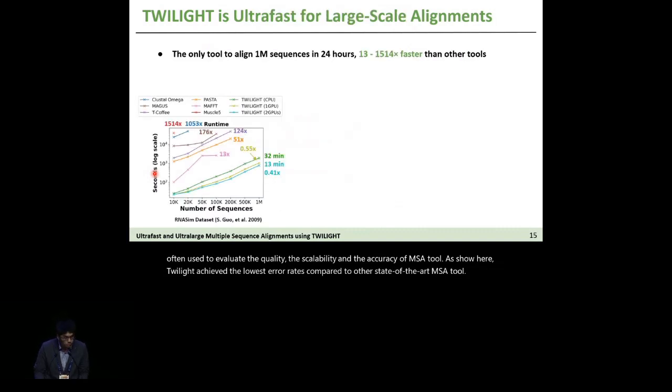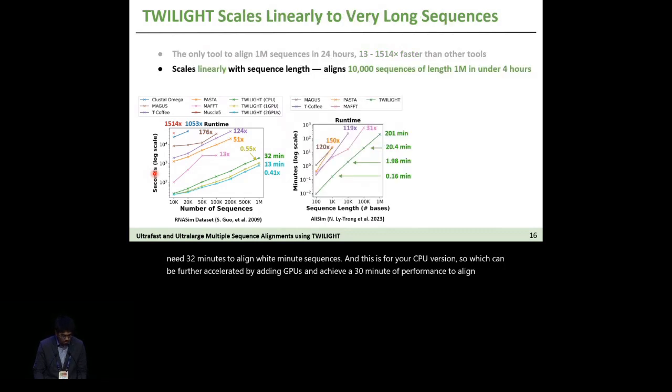Now let's go to the scalability and the speed of TWILIGHT. Just a reminder, the previous work shows that the fastest tool needs 77 hours to align 1 million sequences. And in TWILIGHT, we only need 32 minutes to align 1 million sequences. And this is for the CPU version, which can be further accelerated by adding GPUs to achieve 13 minutes of performance to align 1 million sequences.